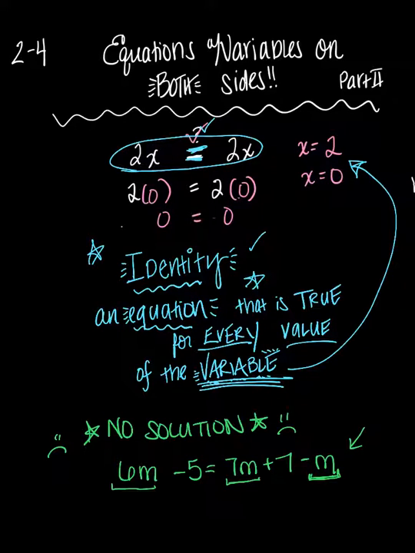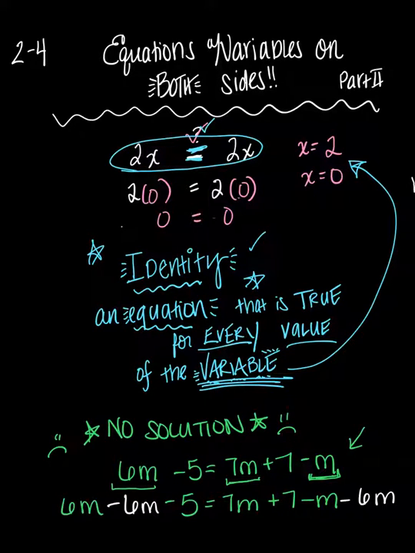So how do I do that? This is a positive 6m, so I need to add a negative 6m. So 6m minus 6m minus 5 equals 7m plus 7 minus m. Don't forget to do this to the other side too, minus 6m. Holy moly. All right.